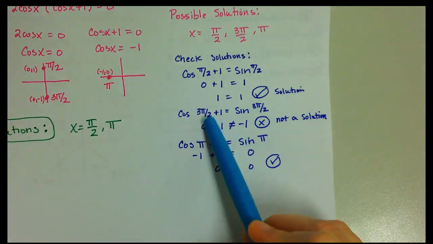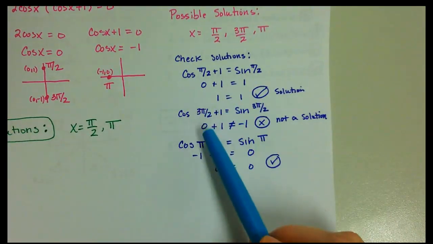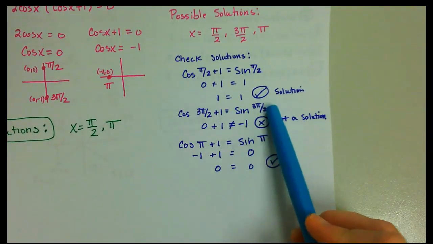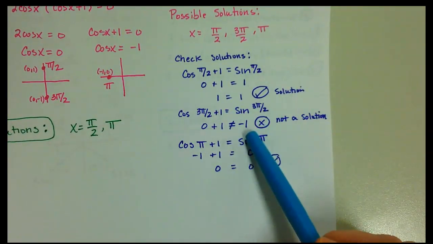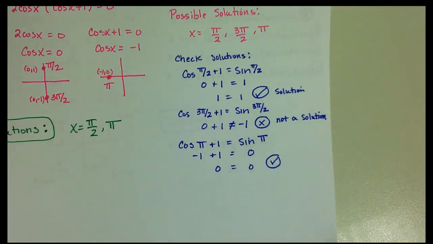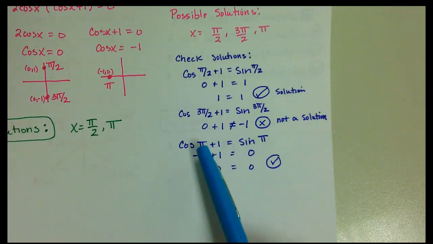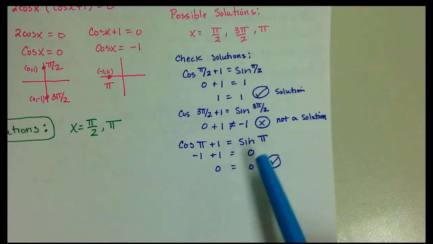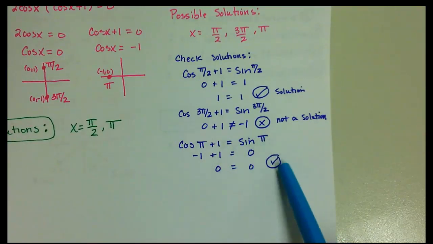Then I do 3 pi over 2. So cosine of 3 pi over 2 is 0, plus 1 is 1. Sine of 3 pi over 2 is -1. And so you can see these sides aren't equal, so this one's not a solution. Then the last one, putting in pi, cosine pi is -1 plus 1 is 0. Sine of pi is 0. 0 equals 0. So this one checks out.